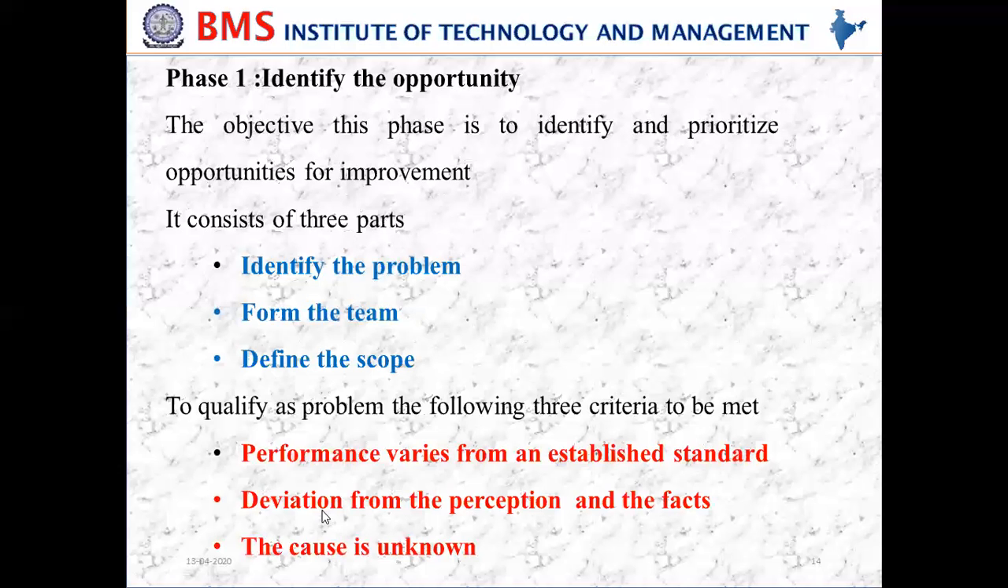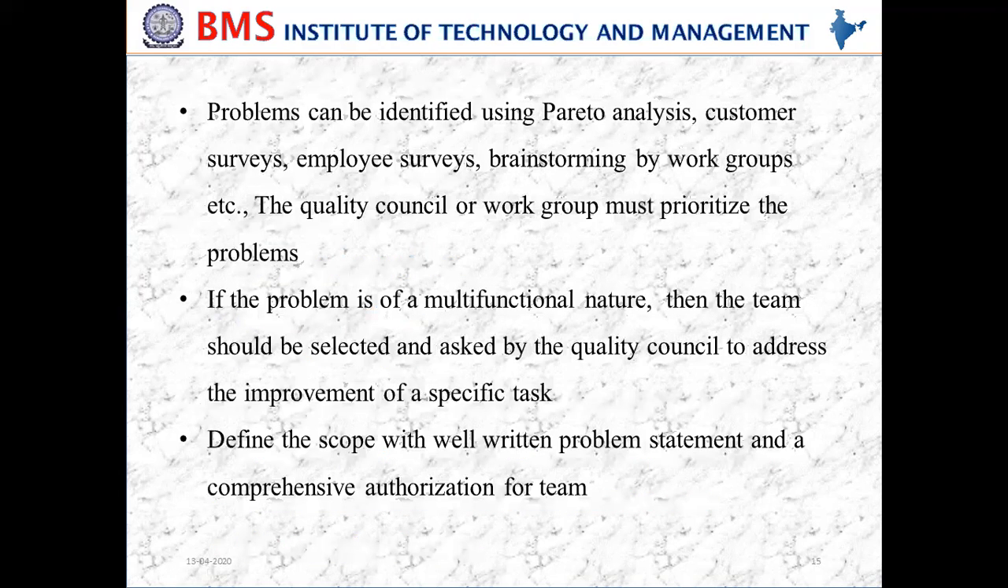The problem is identified by using these three criteria. Once I identify that there is a problem in the process or product, then problem identification can be done by using the Pareto analysis. Problems can be identified by using Pareto analysis, customer surveys, employee surveys, brainstorming by work groups, etc.